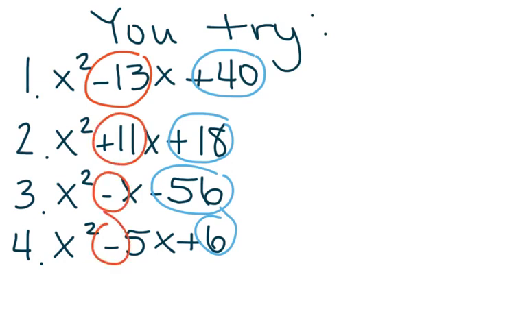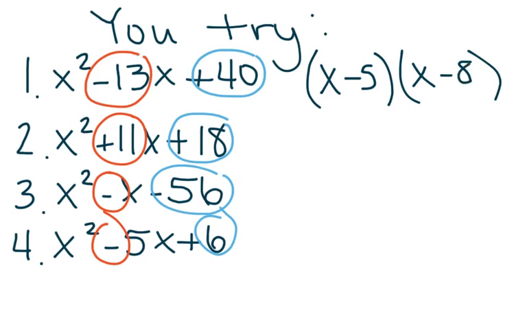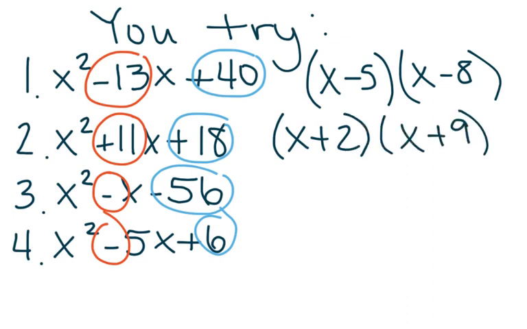Alright, and I'm just going to do the shortcut method. So I'm trying to think of two numbers that multiply to give me 40, but add to give me -13. Those two numbers are -5 and -8. So if you got that right, yay! Alright, next one. I want two numbers that multiply to give me 18, but add to give me 11. The only two numbers are +2 and +9. So my answer is x plus 2 and x plus 9. If you got that right, yay! If not, it's okay.